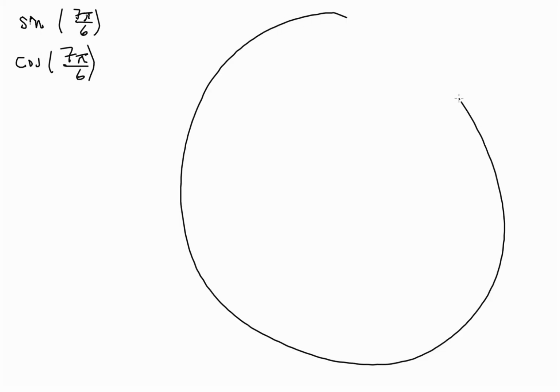Alright, I hope you've seen the previous video. To practice the ideas, we're going to take a look at sine of 7 pi over 6 radians, and we'll also look at cosine of the same angle, 7 pi over 6. To start, you can draw a unit circle.